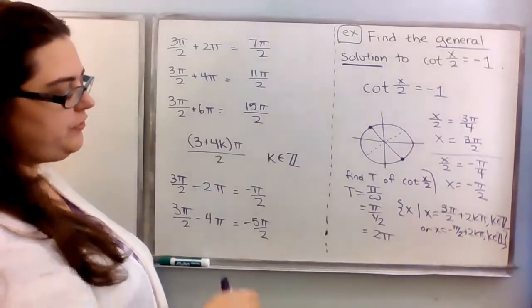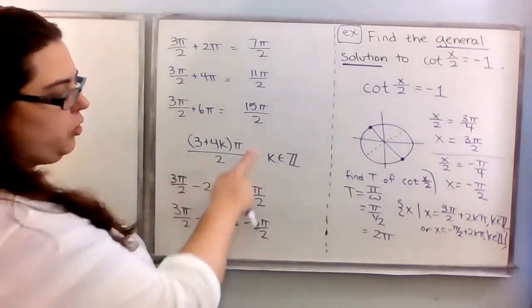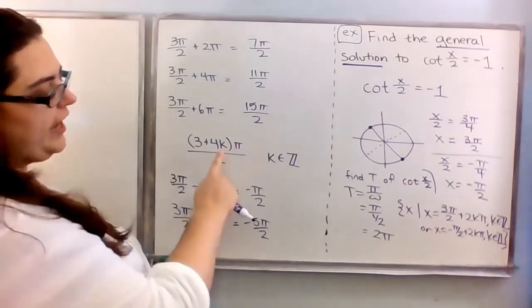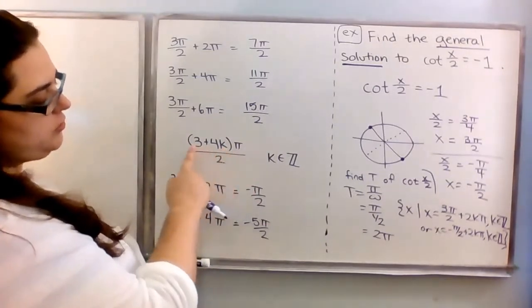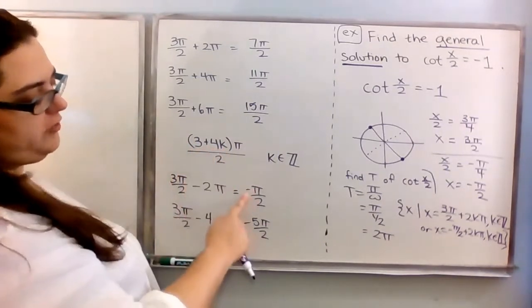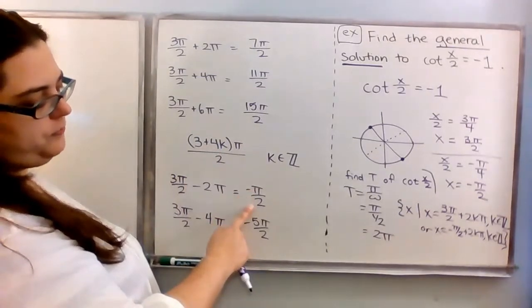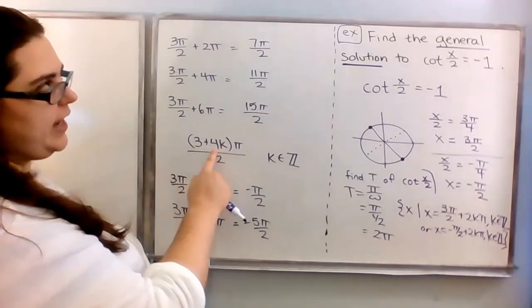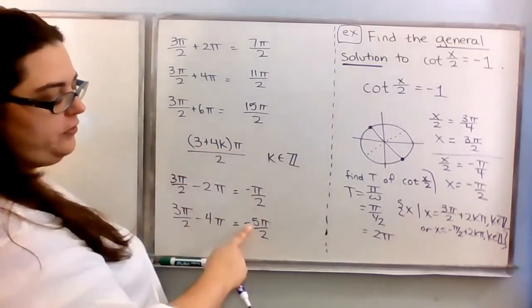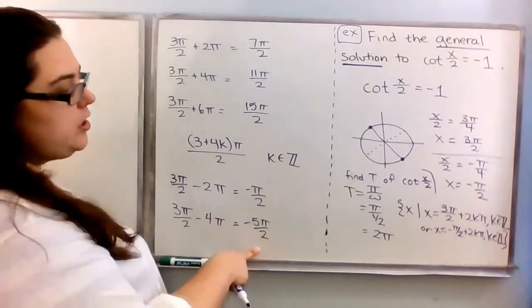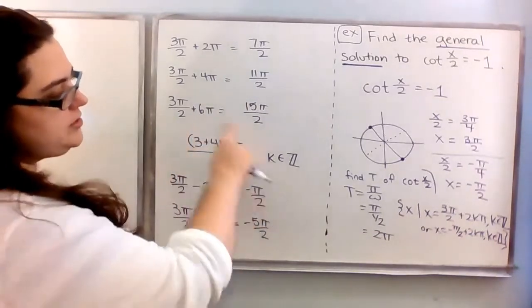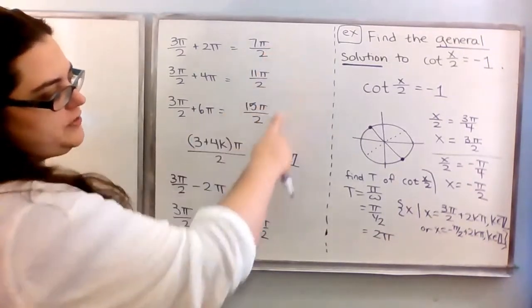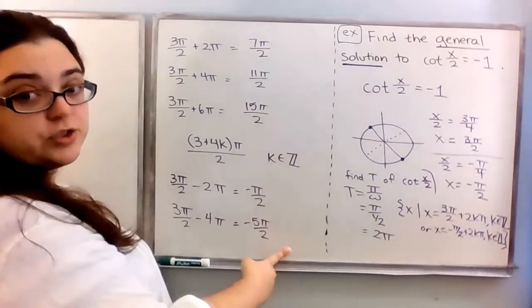So let's see if these fit this mold. If k is negative 1, this would be 3 minus 4, which would give me my negative 1 pi over 2. If k is negative 2, this would give me 3 minus 8, which would be negative 5 pi over 2. So this is giving us all of our positive solutions and all of our negative solutions that we could get.